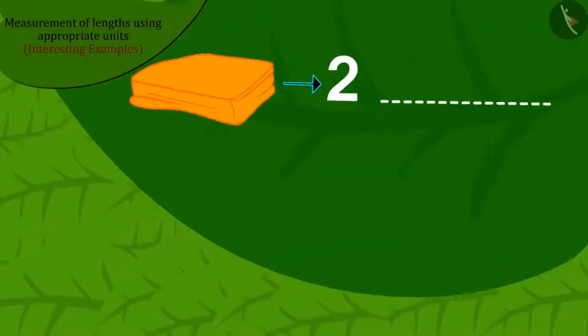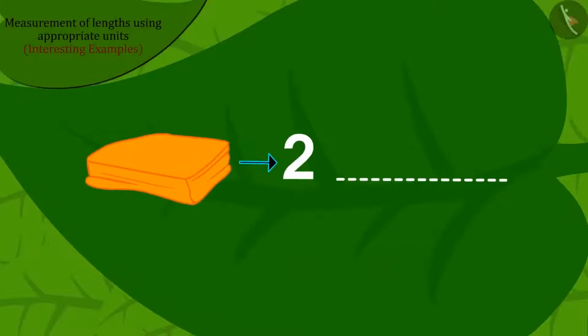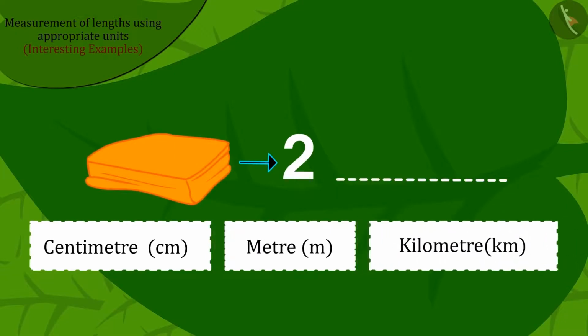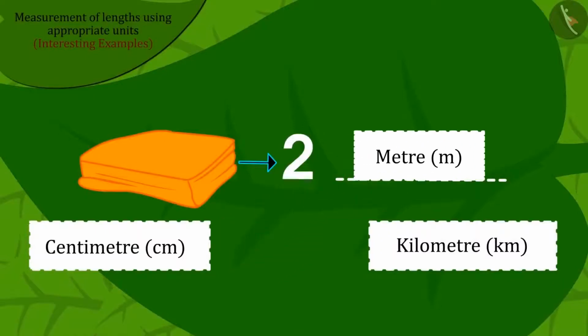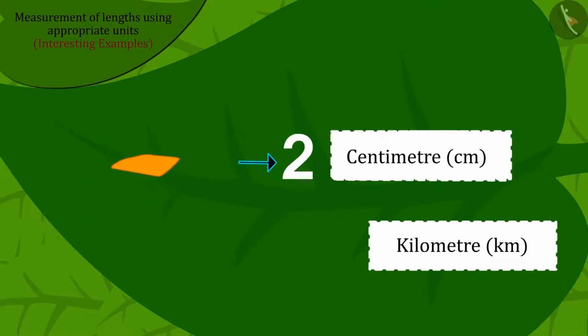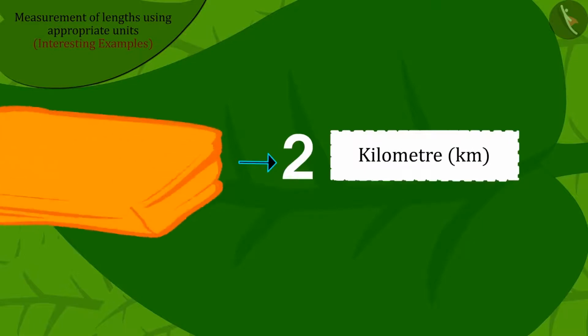Kids, can you tell Raju what units should be used to measure the cloth for his father's shirt? Centimeters, meters, or kilometers? Which one should be used? Well done, kids! Your answer is absolutely correct. Raju should use meter for the piece of cloth for his father's shirt, because the 2 centimeter measure would be too short and 2 kilometer would be too long.